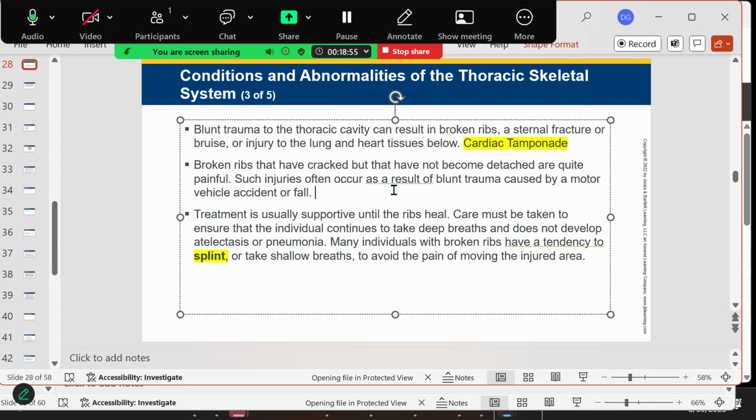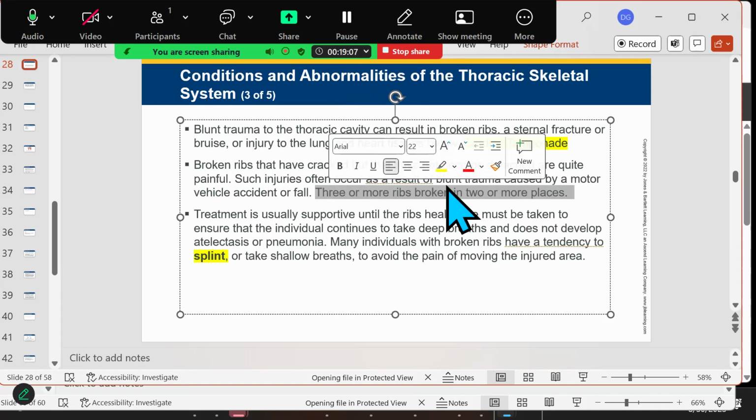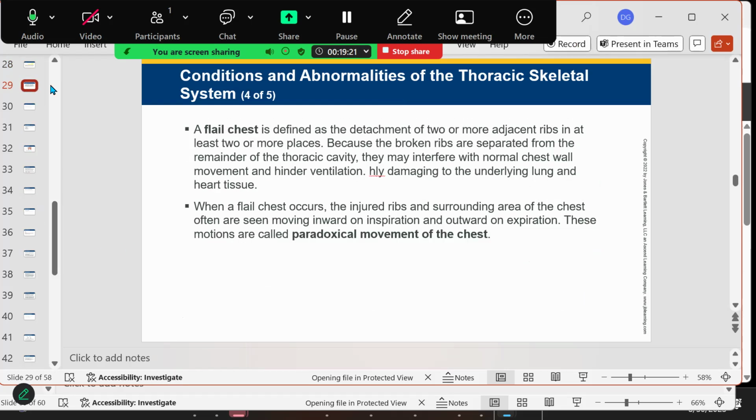Not quite sure what happened there. 3 or more ribs broken in 2 or more places is flail chest, and very serious, has to be dealt with. Many times this patient winds up on a ventilator, and we use PEEP to help stabilize those ribs. You'll learn all about PEEP. It's positive end expiratory pressure. But there we go. That's flail chest. You do need to know about that.